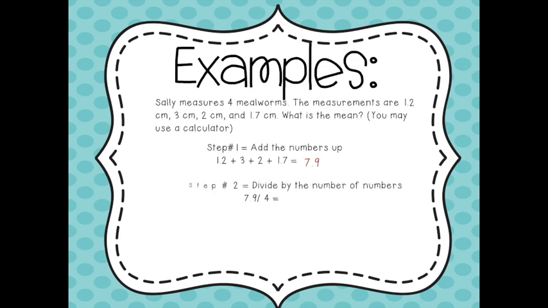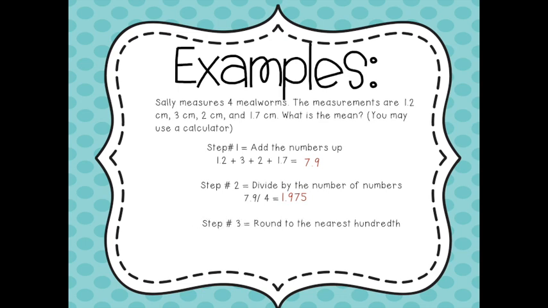Step 2, we are going to divide by the number of numbers. If you count how many numbers Sally gives us, she gives us 4 different numbers for 4 different mealworms. So in this instance, we are going to divide by 4. So we divide our total, which is 7.9, divided by 4. I'm going to give you a minute to do that now on your own. You should have gotten 1.975. If you did not get this, pause the video, go back and recalculate to find your error.